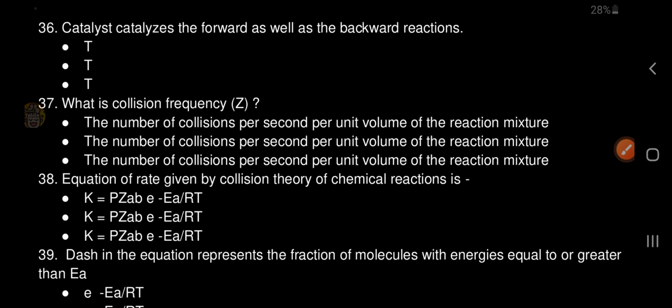Equation of rate given by collision theory of chemical reaction is K equals P Z AB e power minus Ea by RT.